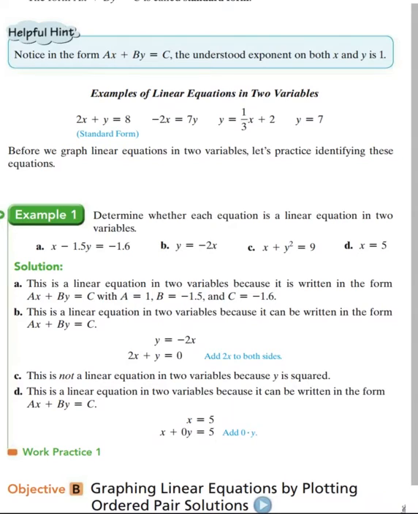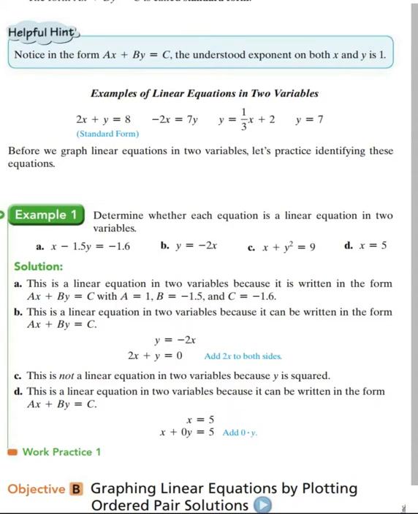Nothing else. C is an example of a non-linear equation because notice it has an x and a y squared. Remember, y to the second power, y squared, means y times y, right? So that's technically 2 y's. Because of this squared up on the top, it is not a linear equation. This is something called a quadratic equation. You'll learn about quadratics, especially this one where the y is squared.